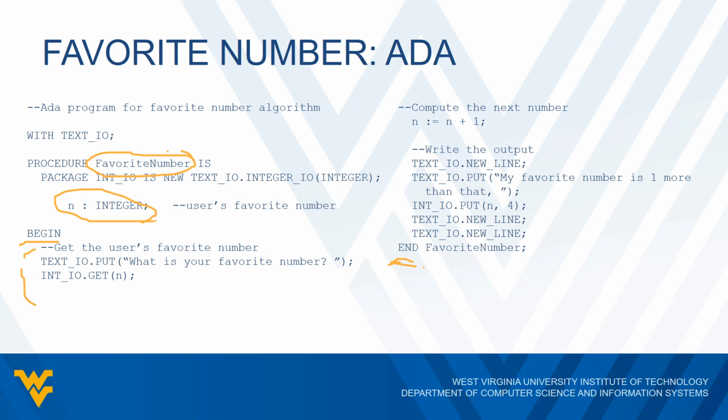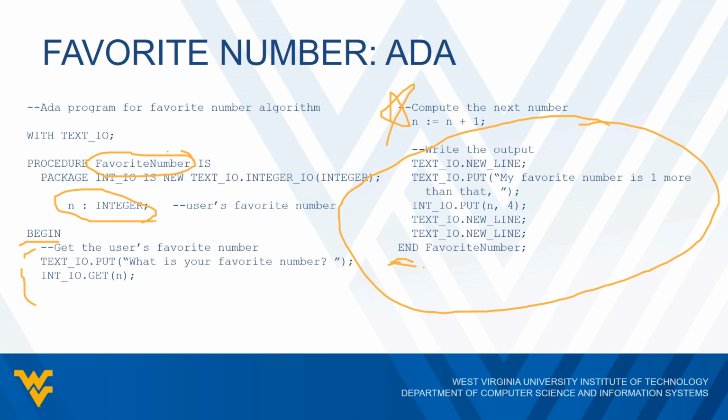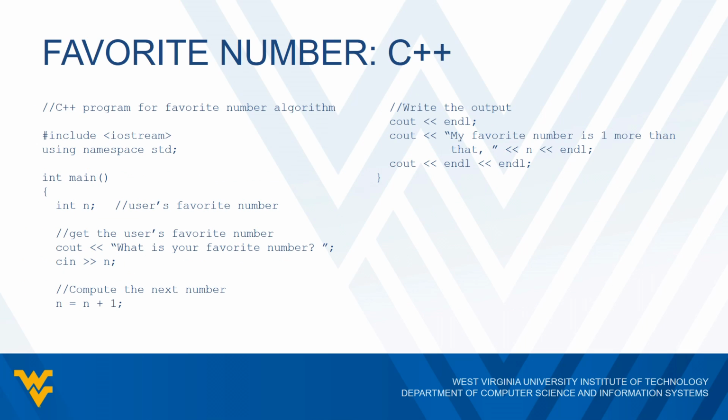Then this section right over here takes care of the computation. We see that n is going to be assigned the value of n plus 1. And then everything in this section right here takes care of the output. We're going to output a new line, then we're going to output my favorite number is 1 more than that, and it's going to output the new value of n, and then we end the program.